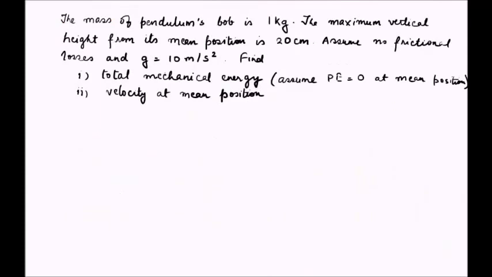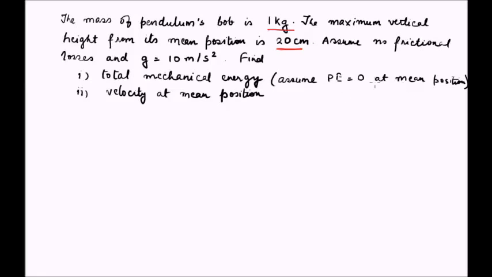This question says that the mass of a pendulum is 1 kg and the maximum vertical height from the mean position is 20 centimeter. Now we have to assume that there is no frictional losses and that gravity is 10 meter per second square. So what will be the total mechanical energy, assuming that potential energy at the mean position is 0?